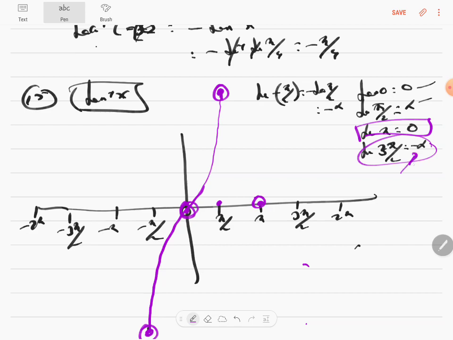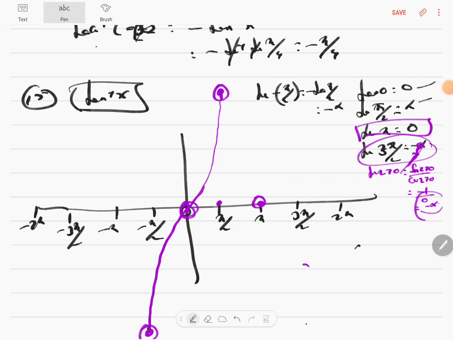Tan 3 pi by 2. Tan 3 pi by 2 again goes to infinity. Tan 3 pi by 2 is infinity or minus infinity. Okay, let's do what is tan 3 pi by 2, which is tan 270. It is sine 270 by cos 270. And sine 270 is minus 1, cos 270 is 0. So you get a minus infinity for tan 270. Whether it's minus infinity or plus infinity, it's taken as just infinity.